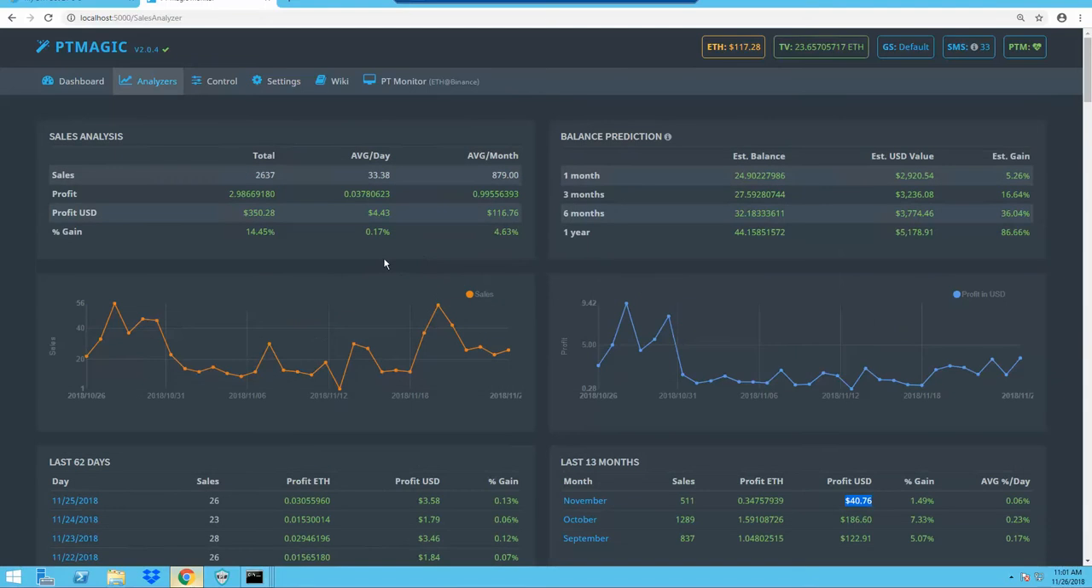When you average it all out, however, about $4.43 average per day. The average day is 0.17%. The average month is 4.63%, with an average profit of $116.76 per month. Current profit USD since I started on September 11th is showing $350.28.